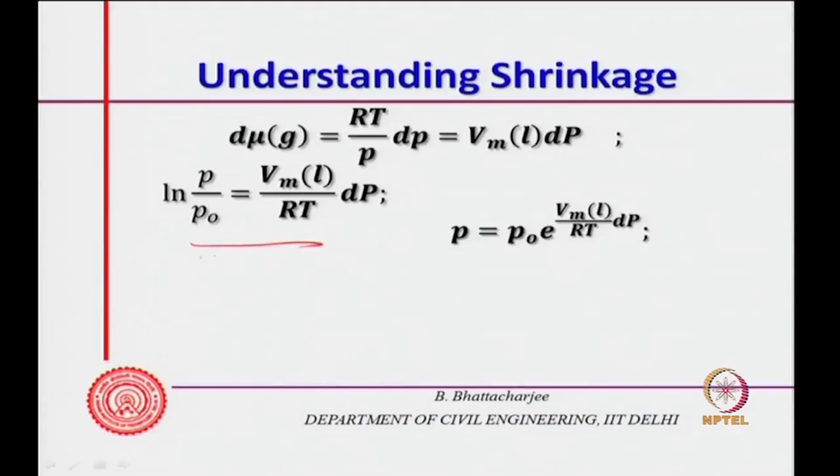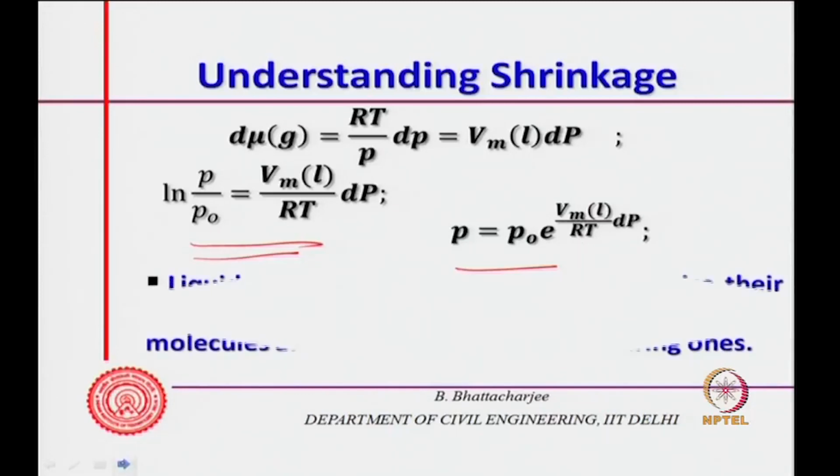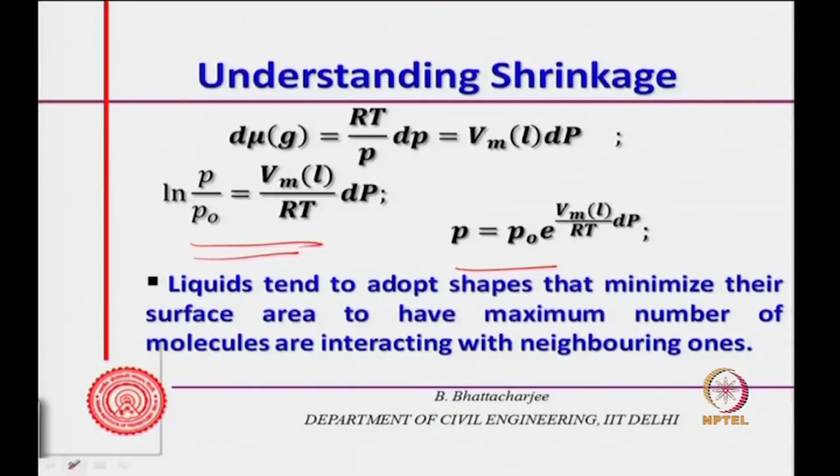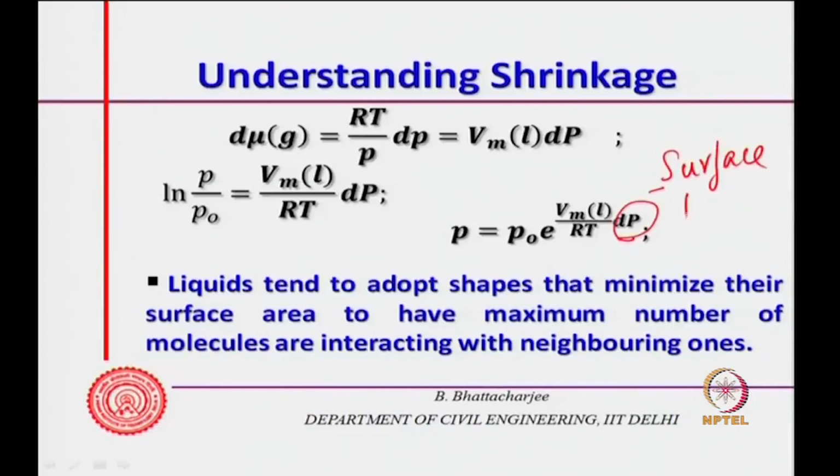Okay. So, algebraically we can write it like this: P by P0 will be equal to e to the power Vml dP by RT, right. Now, for a liquid, we are looking at situations where this vapor pressure, this dP, can change because of surface tension.